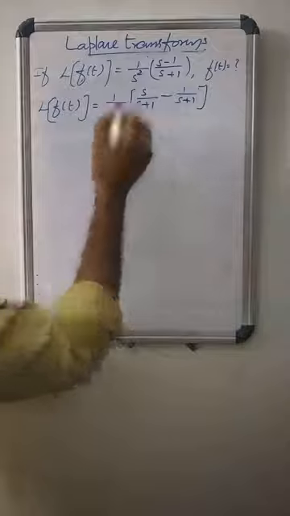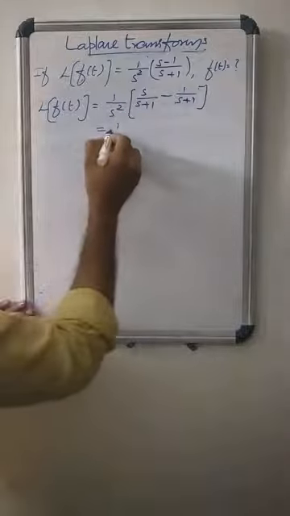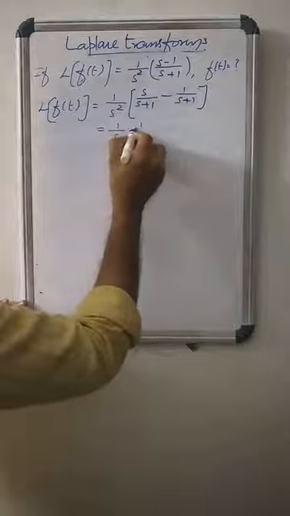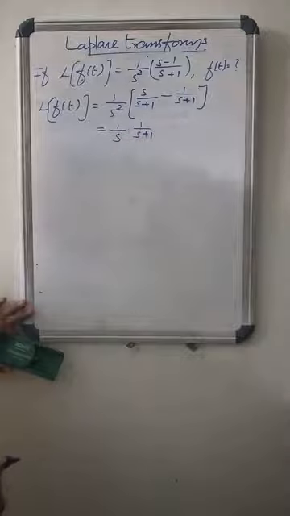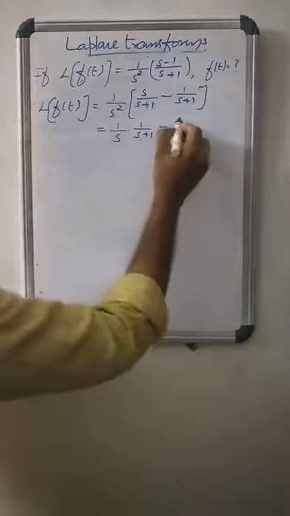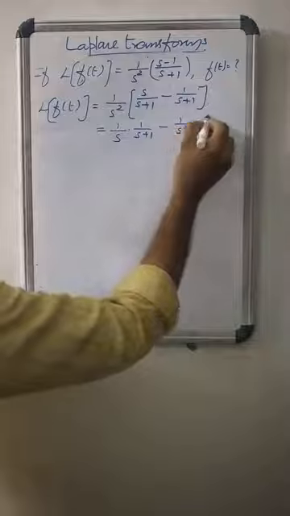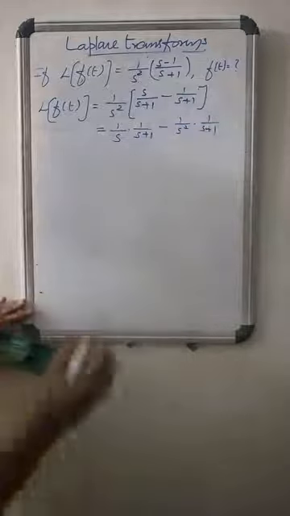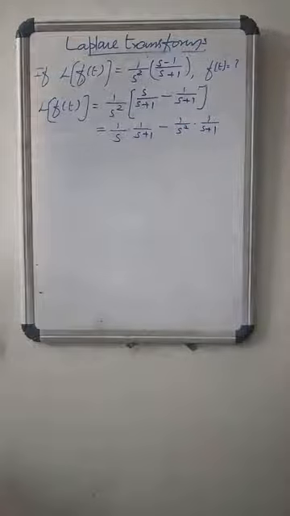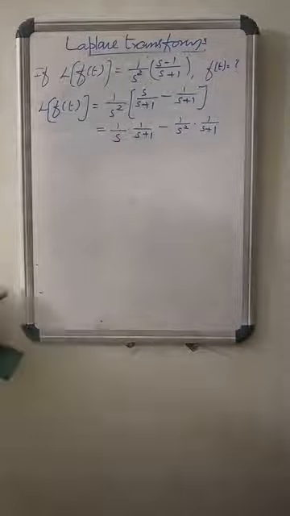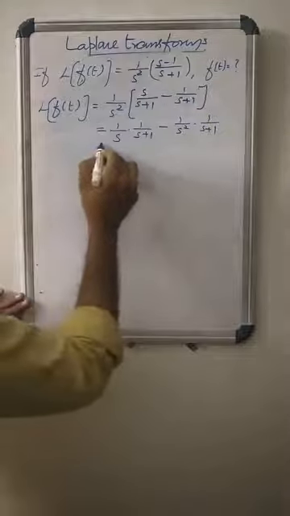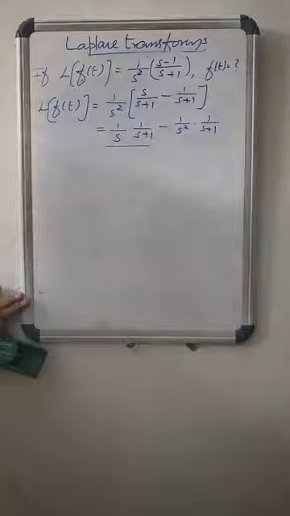It is 1/s² into s/(s+1). So it is 1/s into 1/(s+1) minus 1/s² into 1/(s+1). We can distribute this 1/s². So the resultant is 1/s into 1/(s+1) minus 1/s² into 1/(s+1). Now consider the first, 1/s into 1/(s+1).